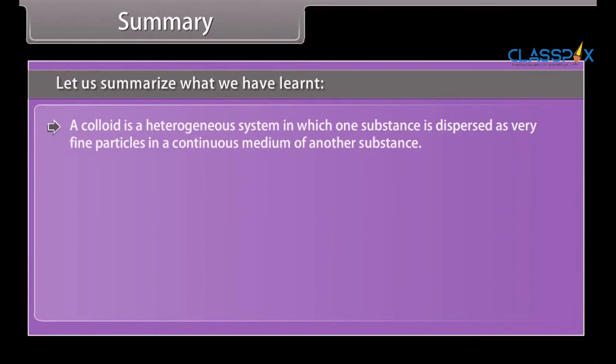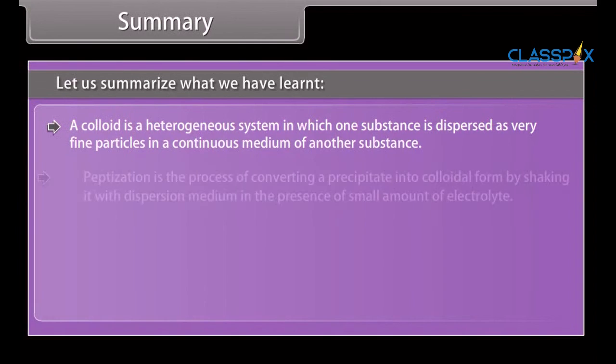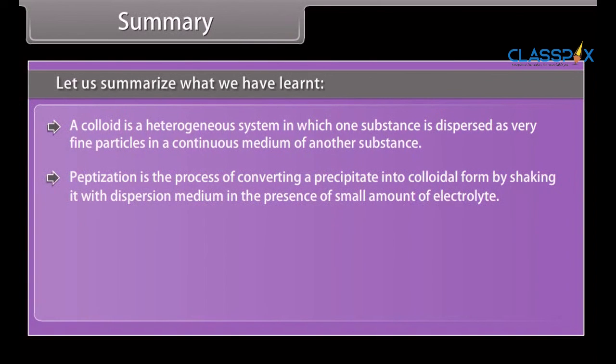A colloid is a heterogeneous system in which one substance is dispersed as very fine particles in a continuous medium of another substance. Peptidization is the process of converting a precipitate into colloidal form by shaking it with dispersion medium in the presence of small amount of electrolyte.